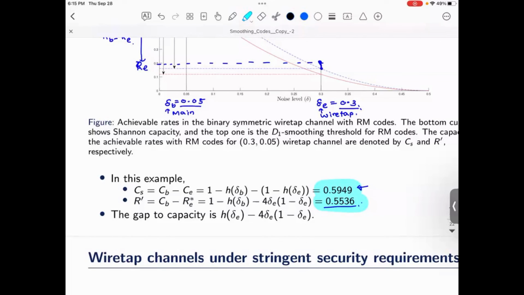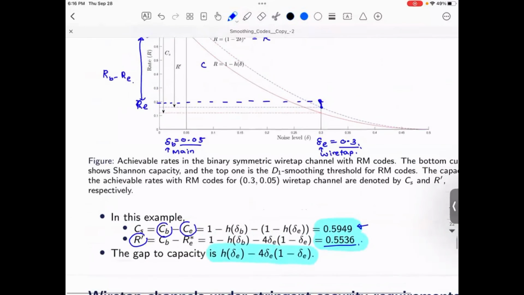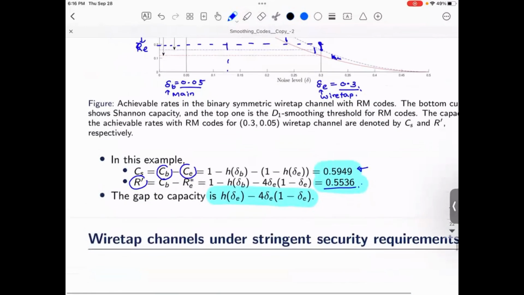And if you want to characterize the gap to capacity, we know that in a Y-type channel, the capacity is given by the capacity of the main channel minus the capacity of the Y-type channel. So we know that we can achieve this R dash. So in general, this is the gap to capacity, and it is this height for different delta E. It only depends on delta E.